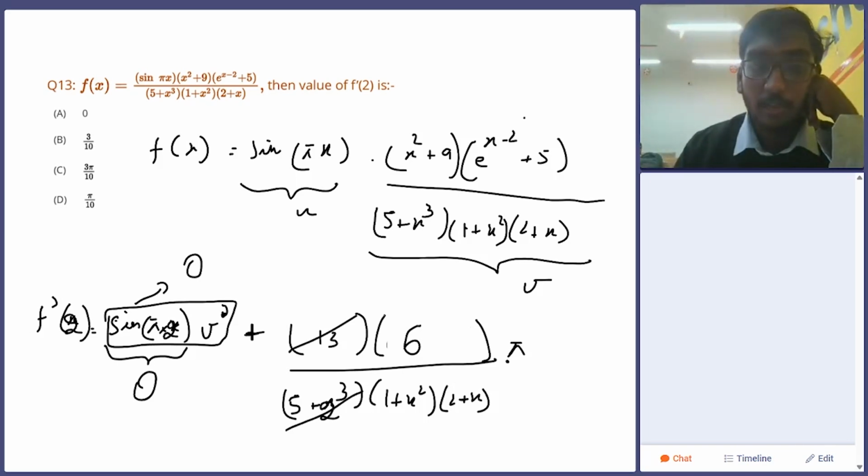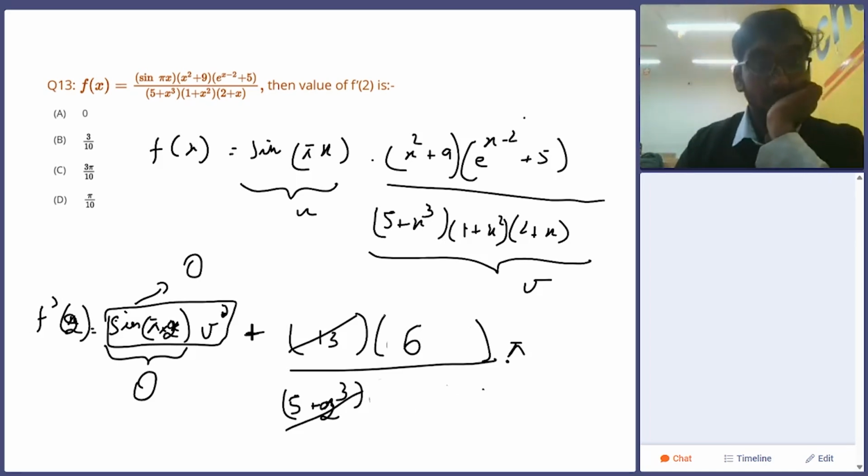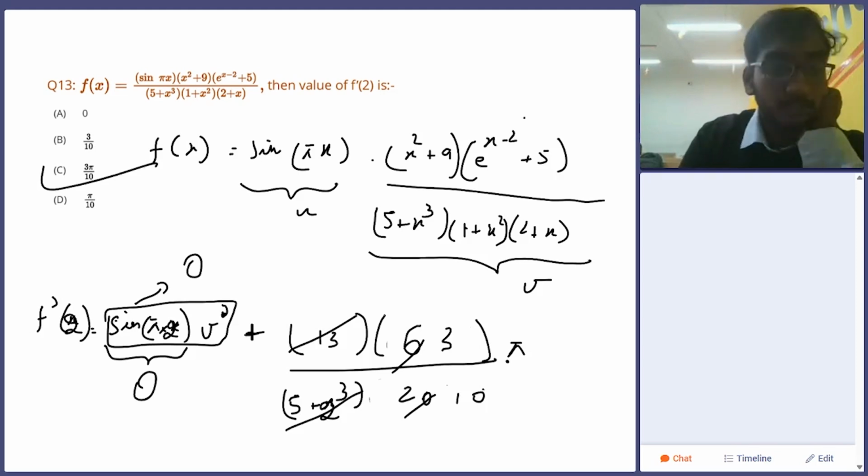1 plus x square into 2 plus x. 1 plus x square will be what? 5, and 2 plus x will be what? 4. So when you multiply, it will be 20, okay? So the final answer will be what? 6 upon 20 pi or 3 pi by 10, okay? This is the answer, 3 pi by 10.